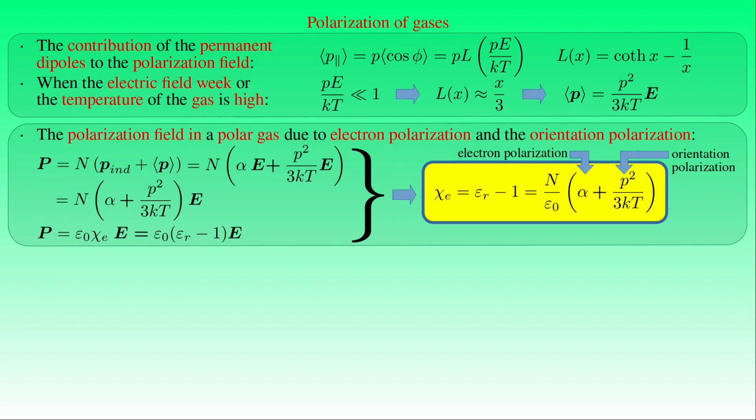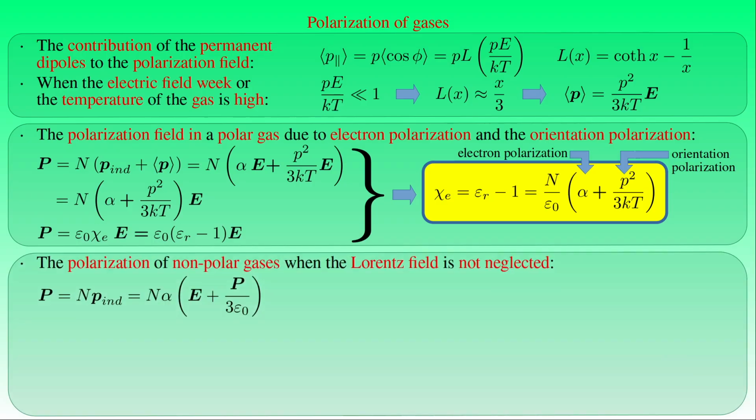We can provide a more accurate description of the polarization of nonpolar gases if we do not neglect the Lorentz field induced in the gas when an electric field E is applied on its molecules. Then the polarization vector P, given by the number density N of the gas times the induced dipole moments of the molecules, is equal to the concentration N times the molecular polarizability alpha of the gas, times the sum of the electric field strength E and the polarization vector P over 3 times the vacuum permittivity epsilon naught.